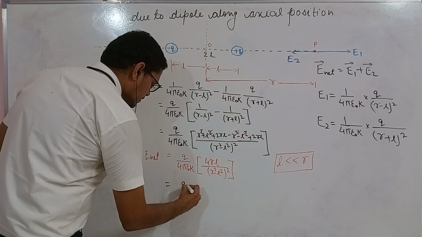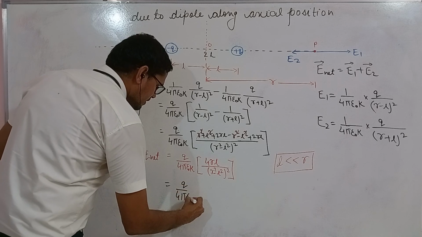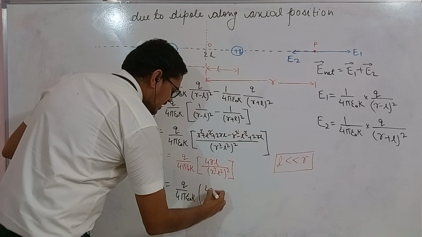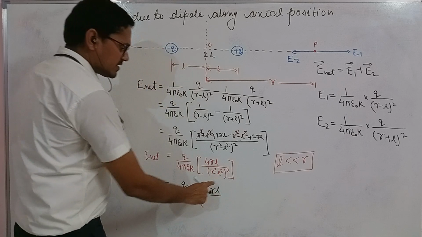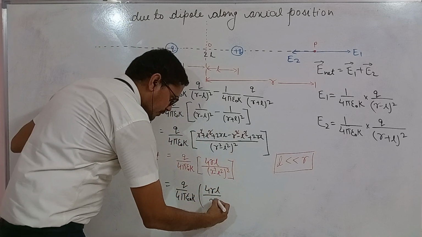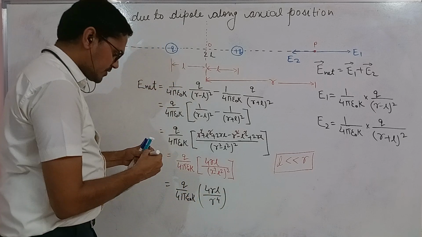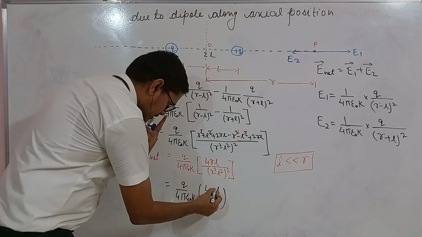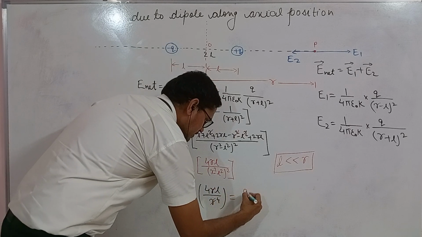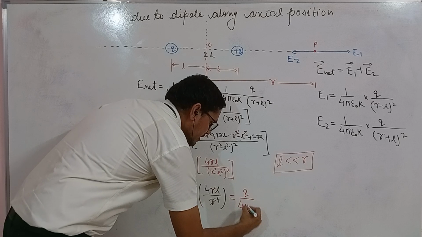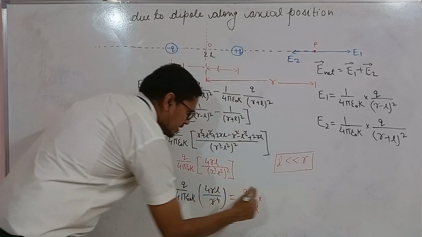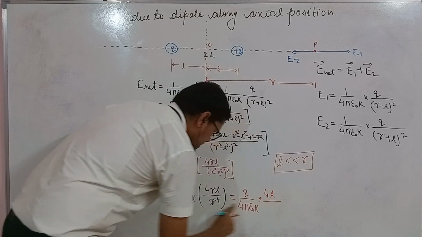We'll be getting Q over 4 pi epsilon naught K, bracket close, 4RL divided by, ignoring this L square, R square whole raised to the power 2. So it becomes R to the power 4. Fine. Now this R to the power 4 and this R get cancelled out. So after simplification we will be getting Q over 4 pi epsilon naught K multiplied by 4L over R cubed.